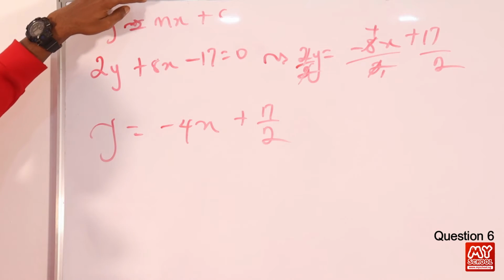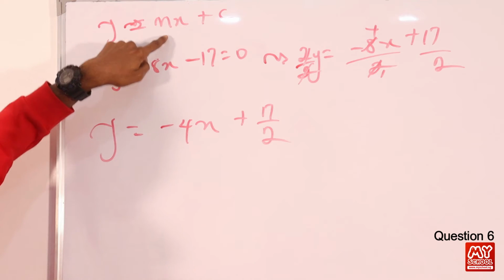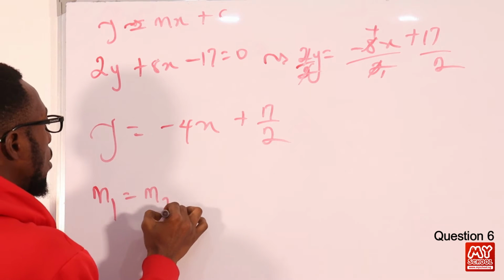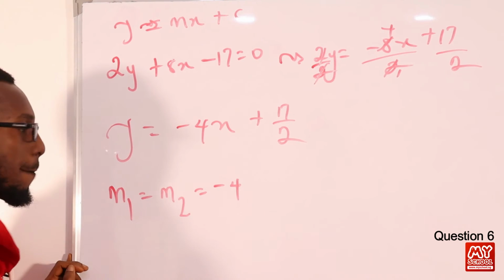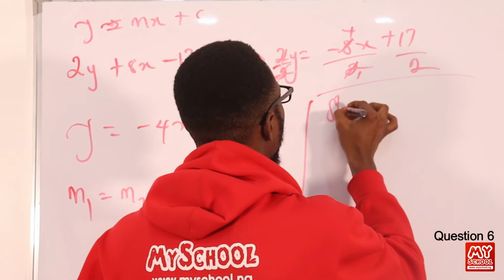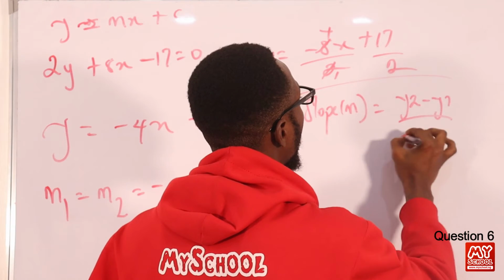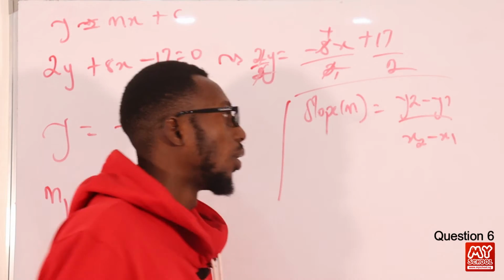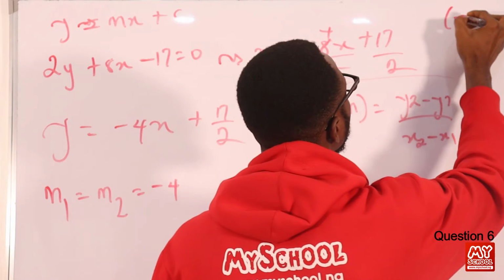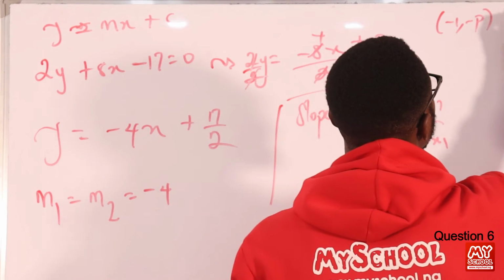So if you compare this to this, that means this is x, this is x, this is c, this is c, this is m, this is m. M represents your slope. So remember that I said m1 equals m2, and that is actually minus 4 for your slope. So recall that the formula for slope m is actually y2 minus y1 over x2 minus x1. So we are supplied with -1 minus p and -2, 2.